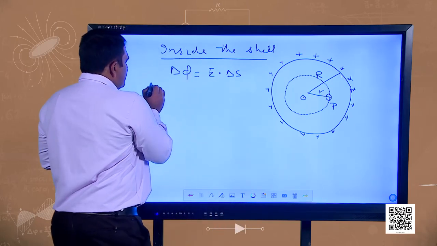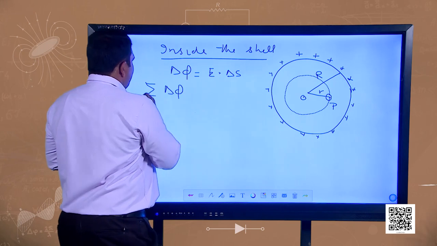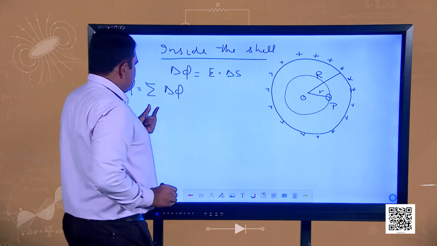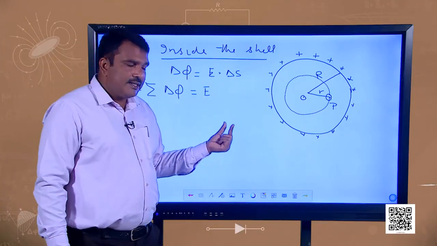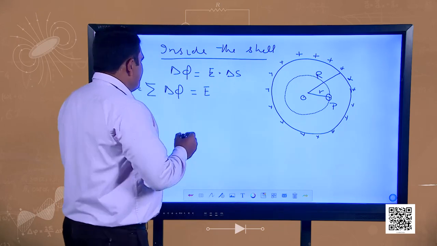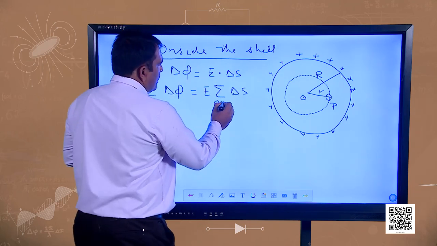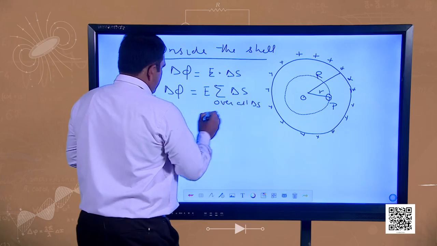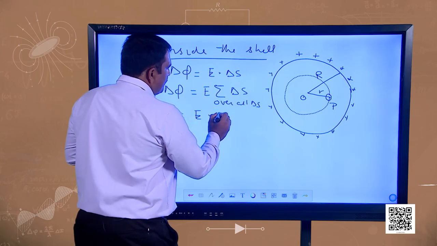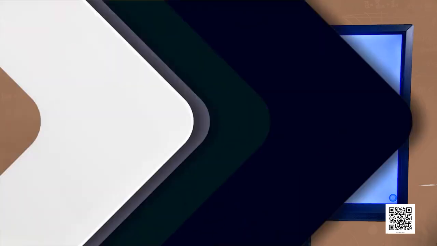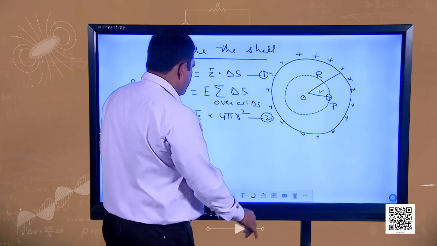Now summing over all such area elements, the total electric flux passing through the surface can be written as summation delta phi. And again, because E is constant, we take it out of the summation sign and it becomes E sigma delta S over all delta S, and the total electric flux passing through the surface becomes E multiplied by 4 pi small r square. Let us suppose it is equation number 2 and this was equation number 1.